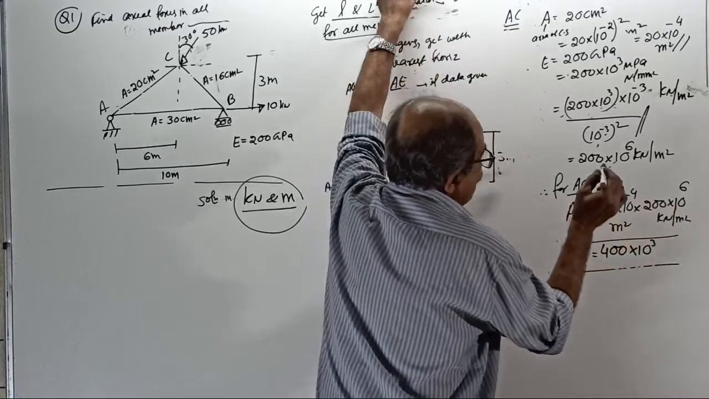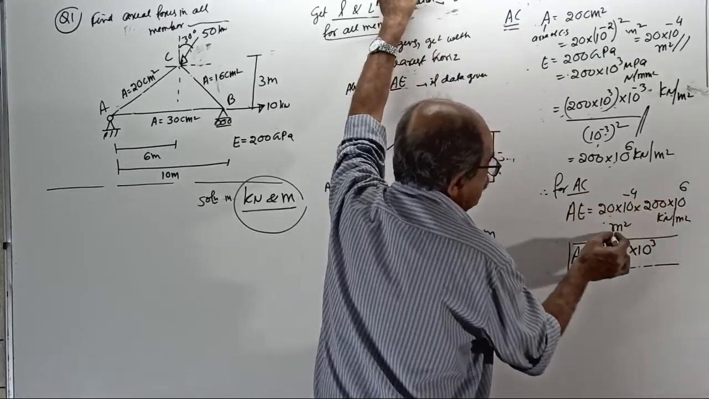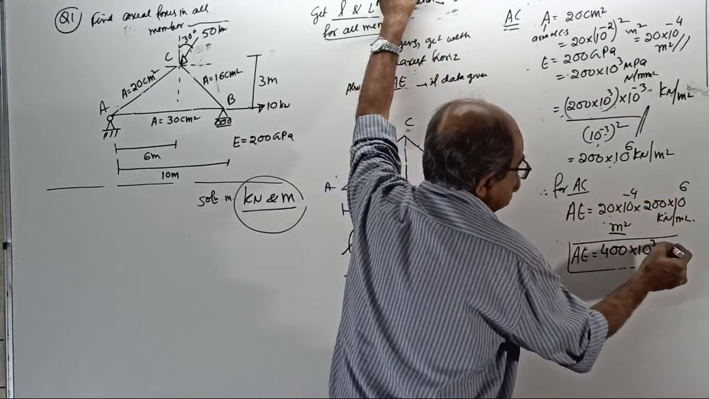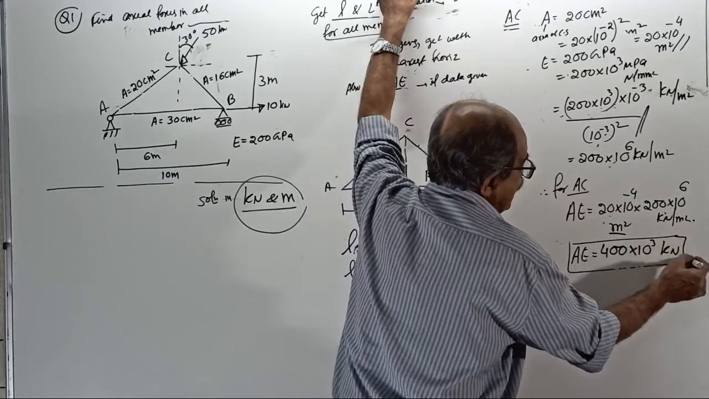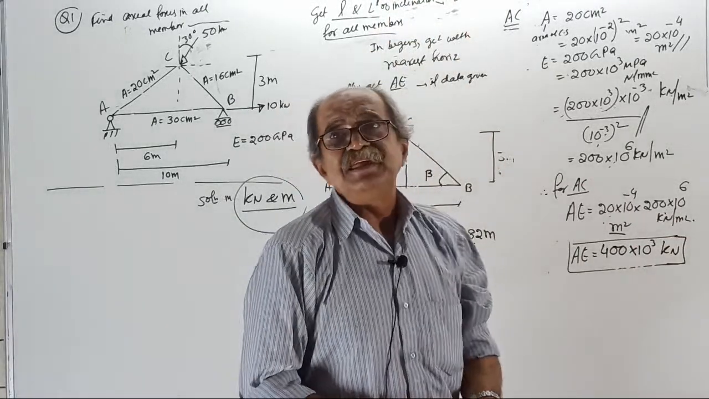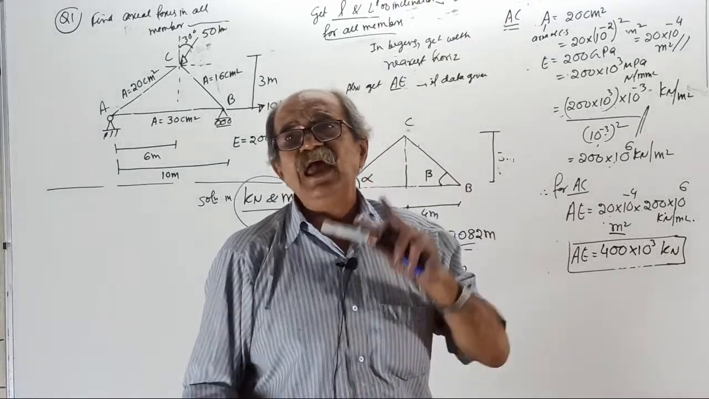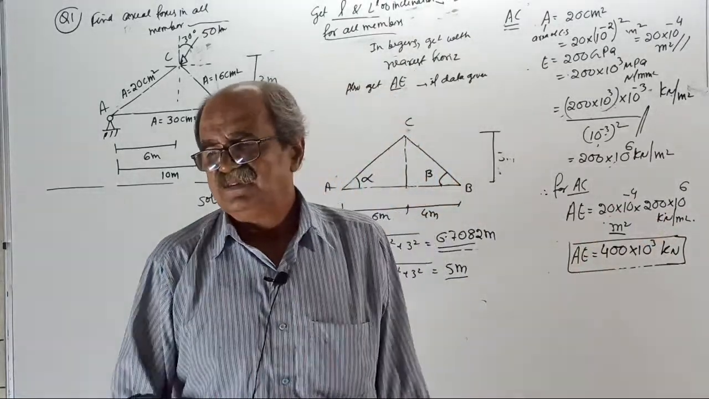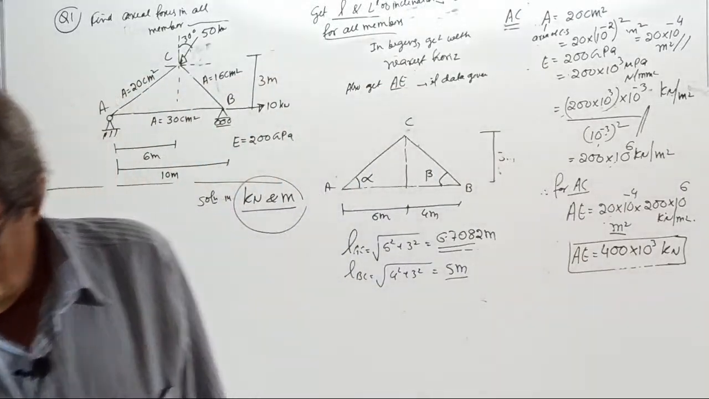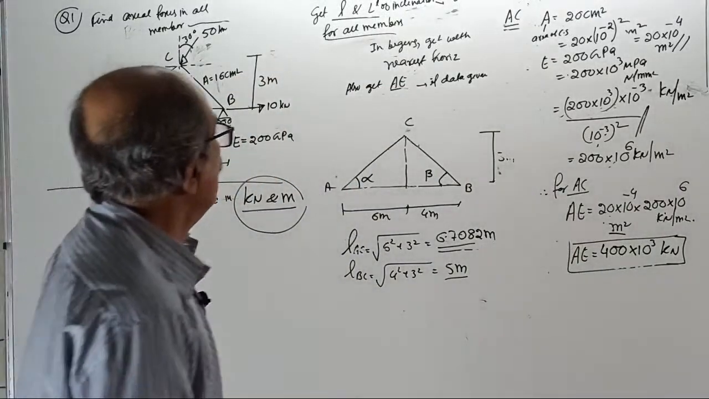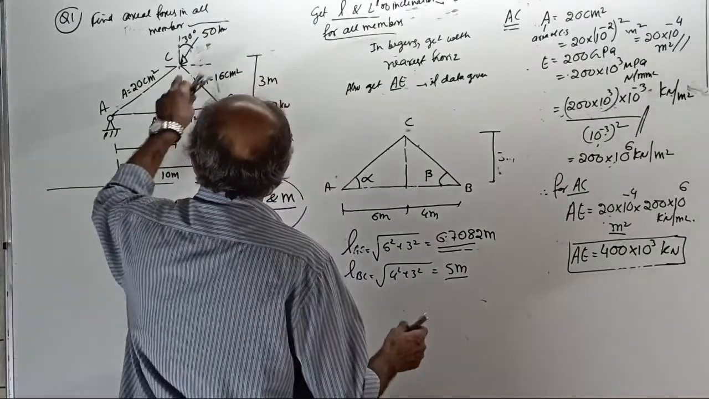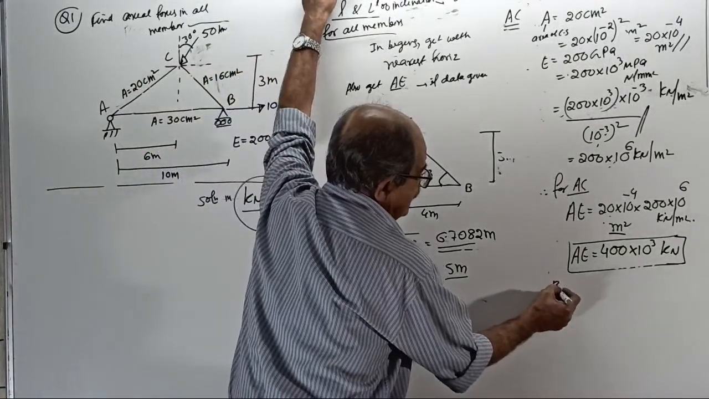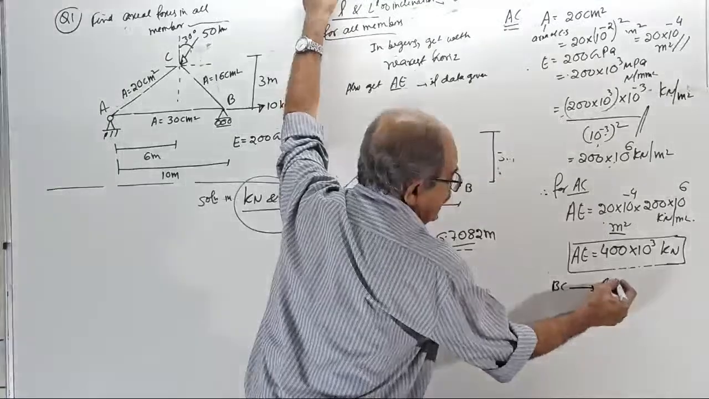See, meter square, this is meter square. Kilonewton per meter square, it comes in kilonewton. Remember, EI comes in kilonewton meter square, AE comes only in kilonewton. Why? Meter square cancels. Is this step clear? Fast. Okay, now do one thing. Do not waste time.